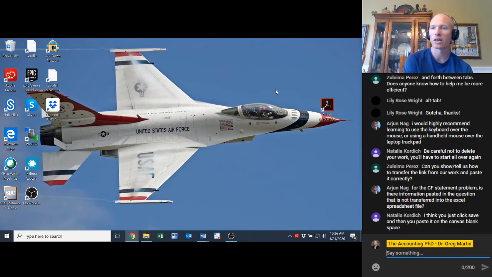Yeah, Natalia has it exactly right. You just click the save and then it's Control-V and you're good. Is there information pasted in the question that is not transferred in the Excel? No, I pasted everything from the problem into the Excel spreadsheet, including the additional information, so you didn't have to go back at all.